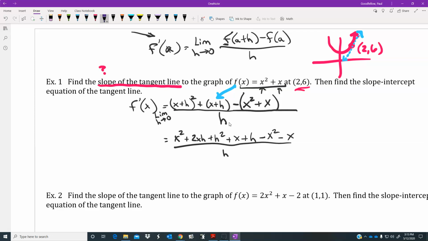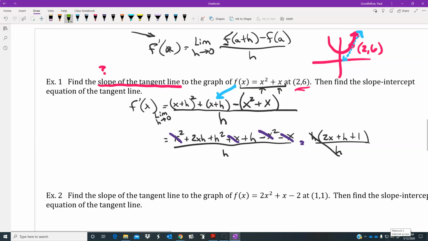Because you'll get some cancellations. Look, positive x squared minus x squared, gone. A positive x, a minus x. Bye-bye, see you later. And then you've got all these little h terms left over here. Now, here's how I'm going to make this h work better for me. Could I steal an h out of all of this? Yeah, you can. If I took the h out, I'd get 2x plus h plus 1, and then that would be divided by h, and I'd be able to cancel it now with the h down there at the bottom.